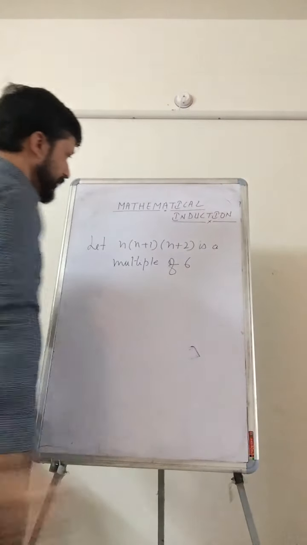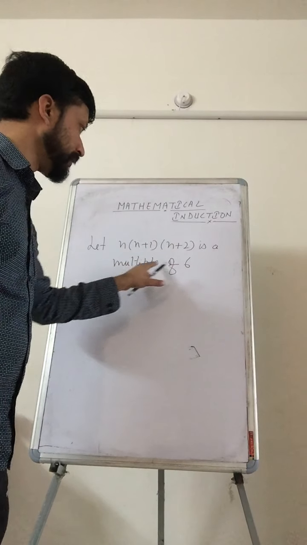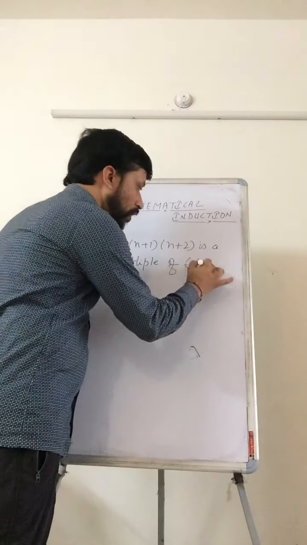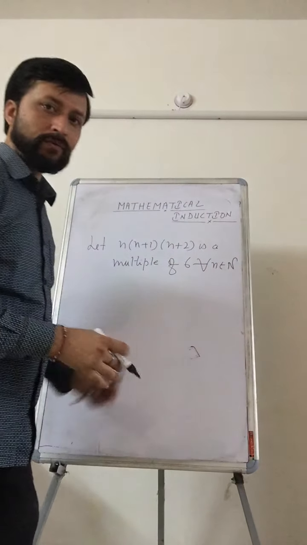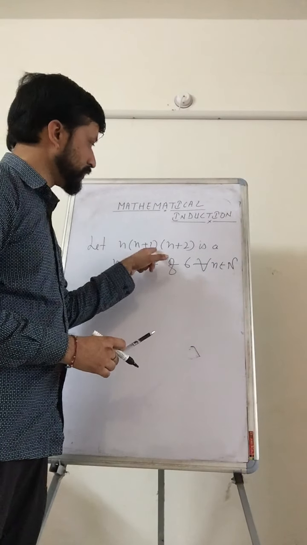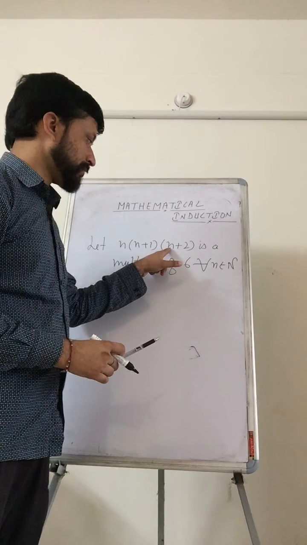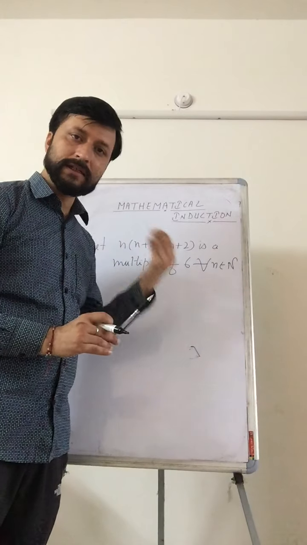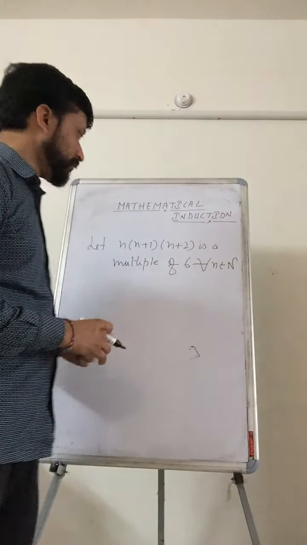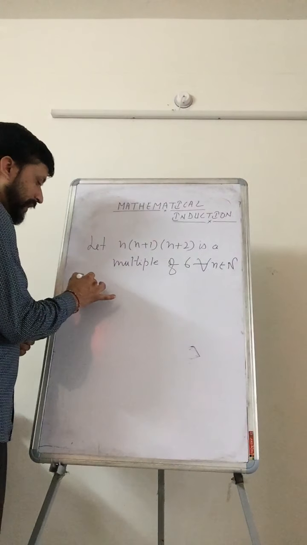Here in this statement, it is given that n plus 1, n plus 2 is a multiple of 6 for all natural numbers. Means if you verify for any natural number, and you always get some multiple of 6, then the statement is true, otherwise it is not true. Now, the way of proving is like this. You have to write in this way.